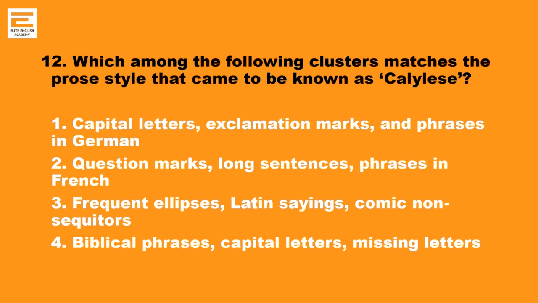So here one option is, if you know the origin of this writer, then you will go with the first option because he is from Germany. So naturally, German phrases will be there in his writing. So that is the answer. Capital letters, exclamation marks, and phrases in German. Actually, it is etc. Long sentences, other options will come.